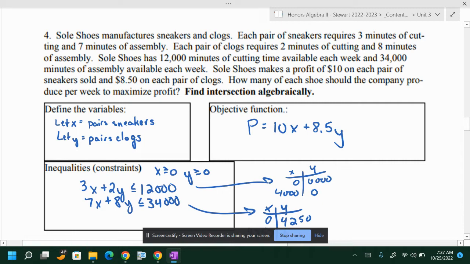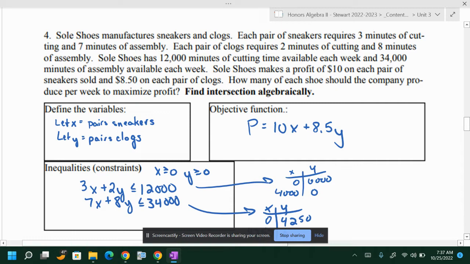Sole Shoes manufactures sneakers and clogs. Each pair of sneakers requires 3 minutes of cutting time and 7 minutes of assembly. Each pair of clogs requires 2 minutes of cutting and 8 minutes of assembly. Sole Shoes has 12,000 minutes of cutting time available each week and 34,000 minutes of assembly available each week. Sole Shoes makes a profit of $10 on each pair of sneakers sold and $8.50 on each pair of clogs. How many of each shoe should the company produce per week to maximize profit?